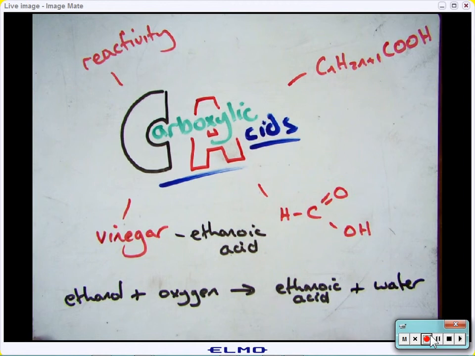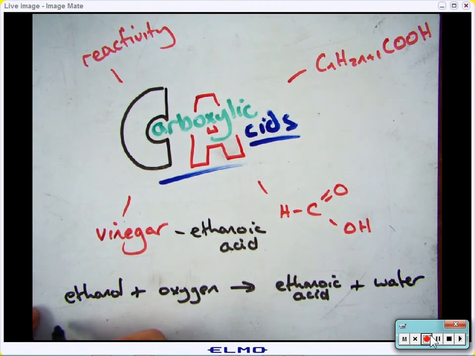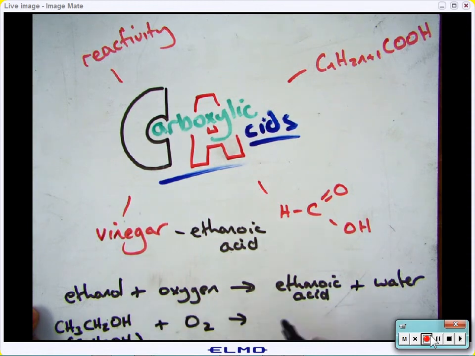And then you will also get water. Now the symbol equation for that is CH3CH2OH or C2H5OH, depending on the way that you want to write it, plus oxygen, O2, gives you ethanoic acid, and H2O, water.